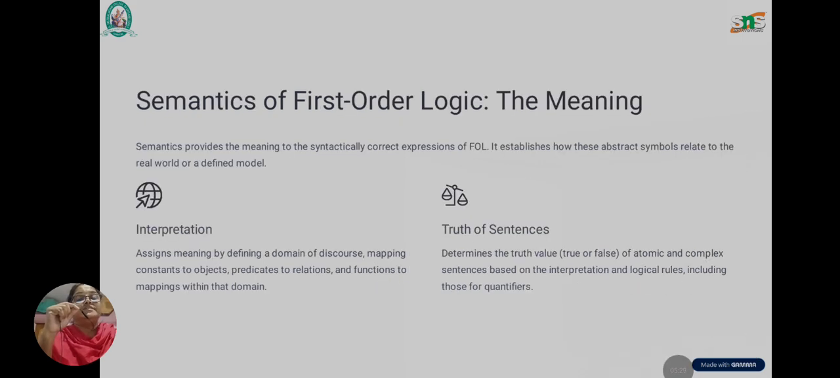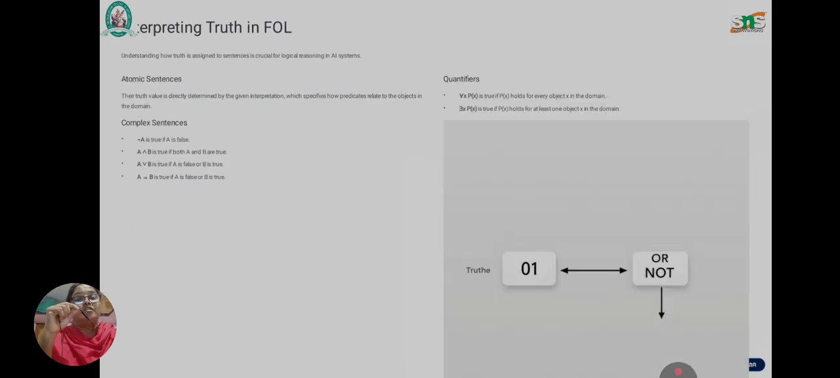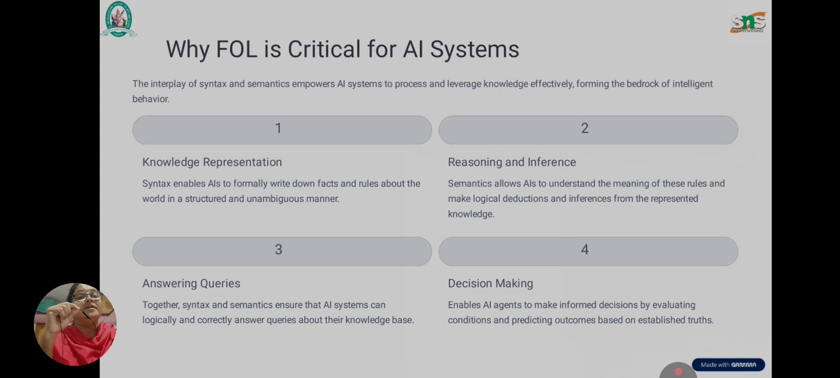So we have semantics in first order logic. Let us see about these semantics in the first order logic in our forthcoming videos.